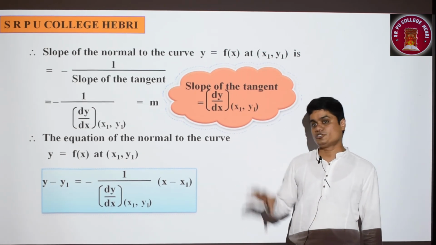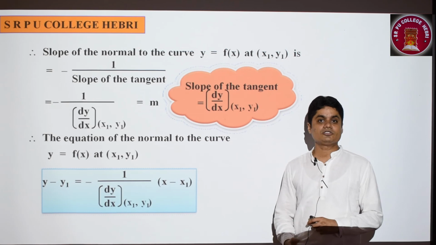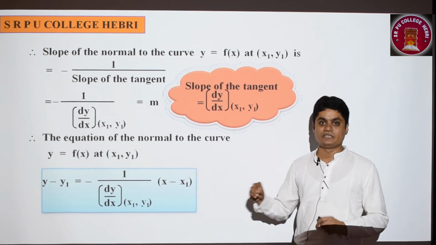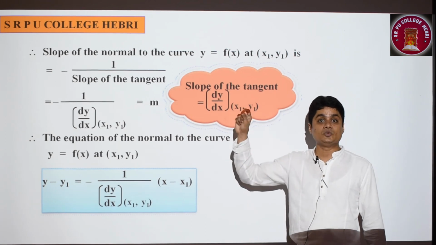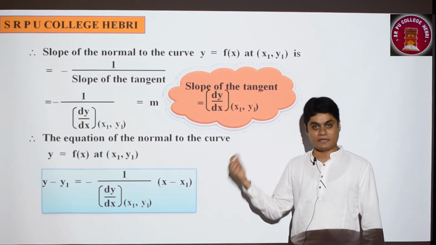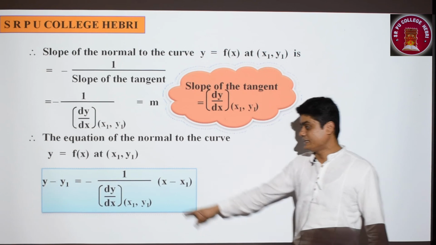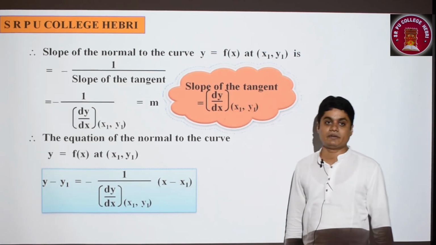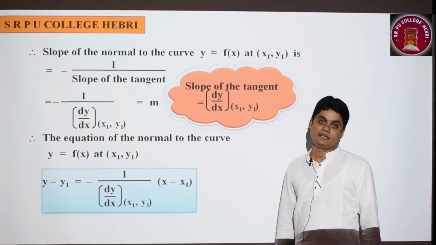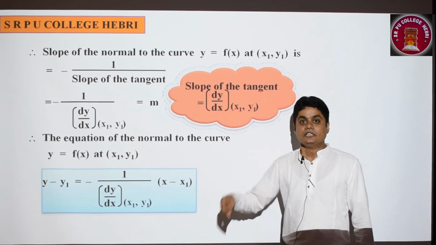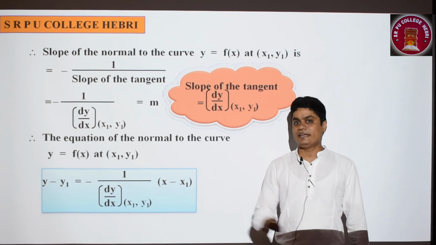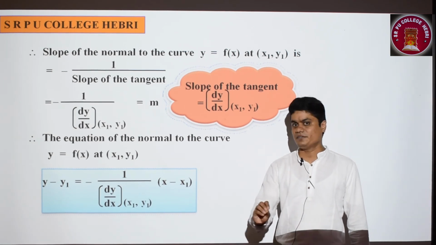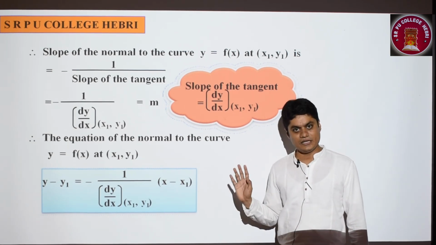You have to remember these two formulas, and we are going to solve problems on the equation of tangent and normal directly next. The equation of the tangent is y minus y1 equal to dy by dx at x1 y1 into x minus x1, and the equation of the normal is y minus y1 equal to -1 by dy by dx at x1 y1 into x minus x1. I hope you understood. The problem part I will take in the next class. With this formula, the next part will be easy for you: basic differentiation and this formula. Did you understand? Thank you.